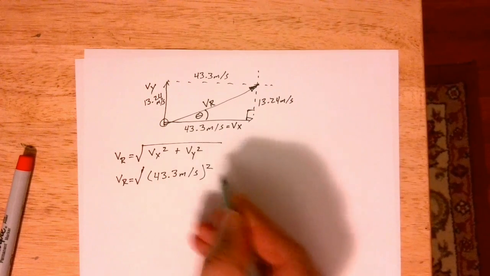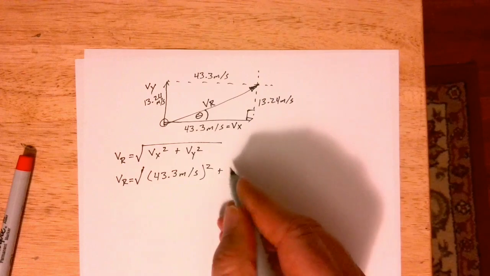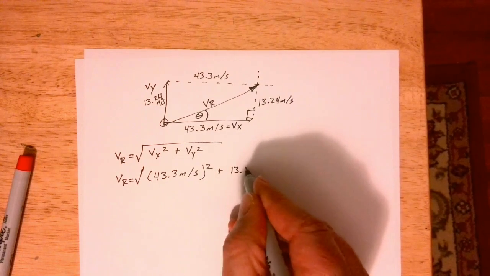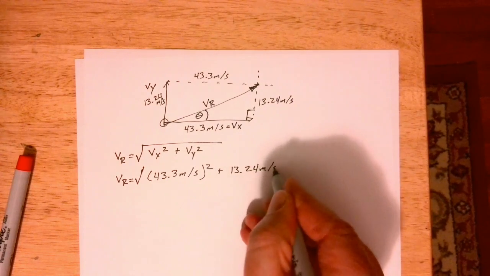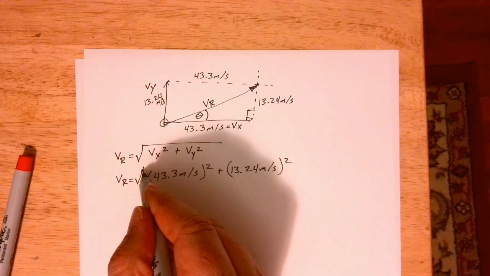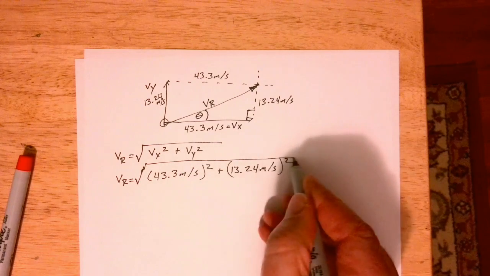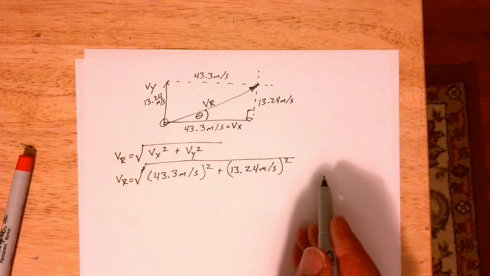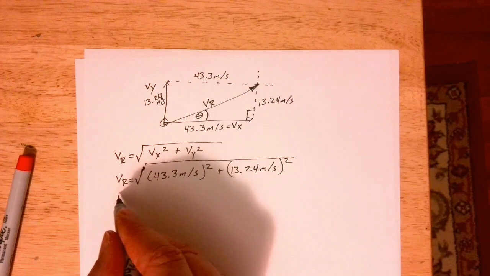I'm going to square that. And my Vy is 13.24 meters per second. And I also want to square that. And once I get the sum of those two squares, I want to take the square root of that value.